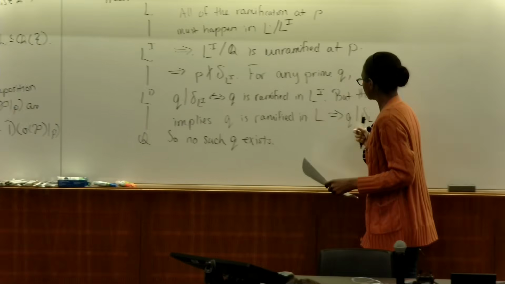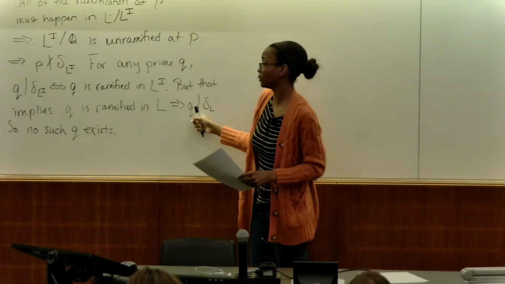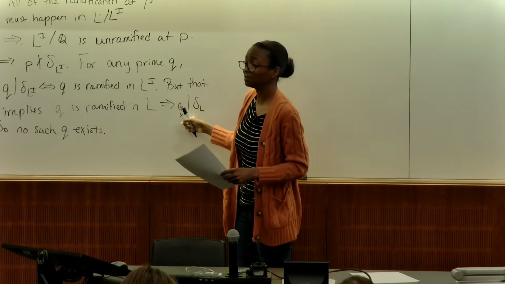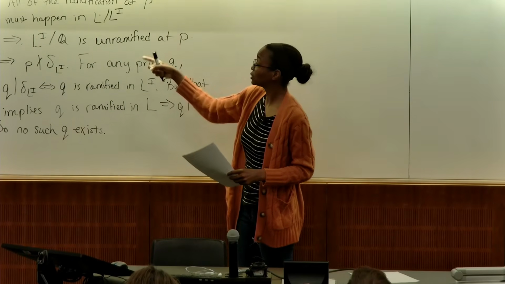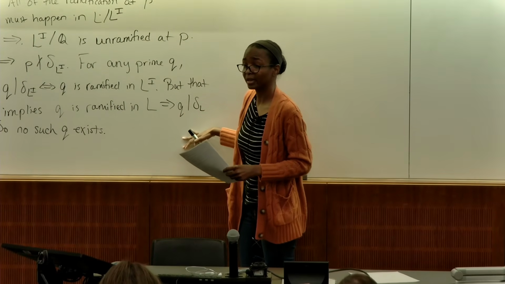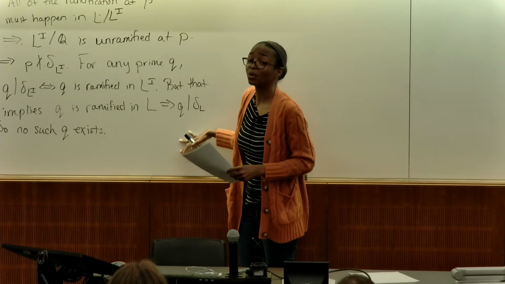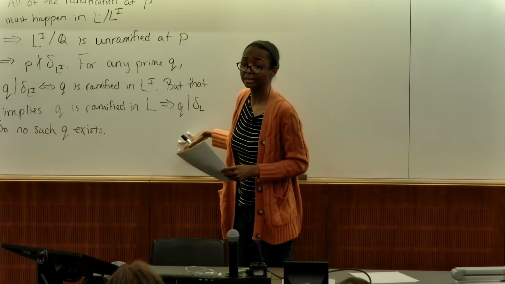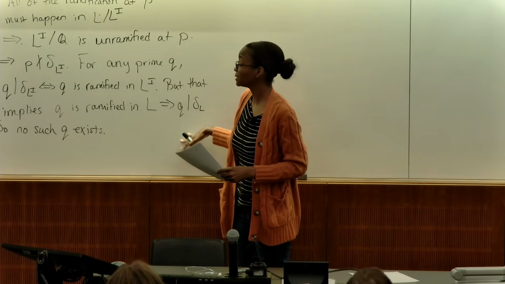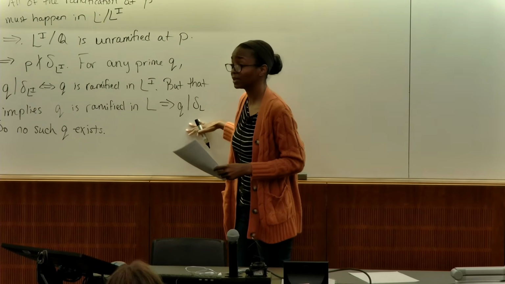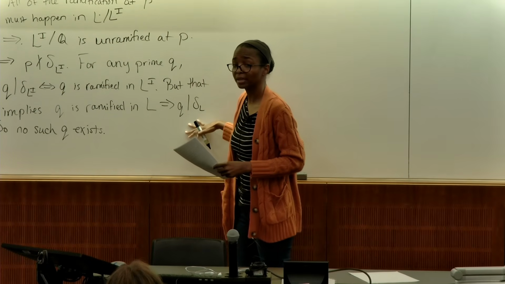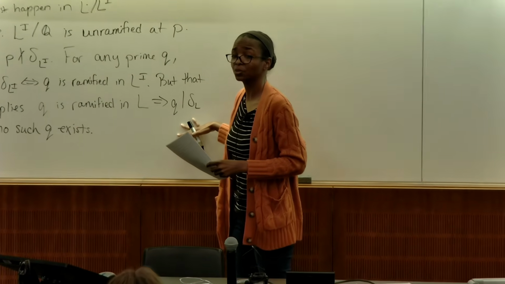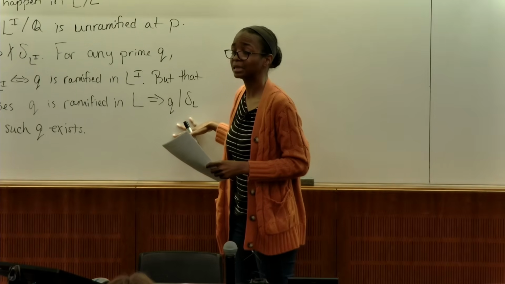So this is telling us that the only prime that could possibly ramify in Li over Q would be P itself, but we've just argued that P doesn't ramify in Li over Q. That means that you don't have any primes that ramify in Li. What have I just told you the field Li is? Basically, what this is saying is the discriminant of Li is not divisible by any prime, hence it is 1 or negative 1. What is Li?